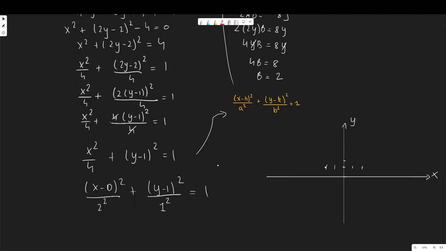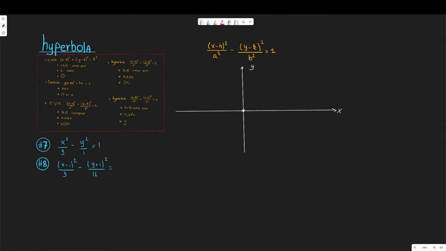So our ellipse will look something like this. So this is the sketch of our ellipse. Next, we're going to take a look at the general equation of a hyperbola of the form (x minus h) squared over a squared minus (y minus k) squared over b squared is equal to 1. Well, this form will look something like this.